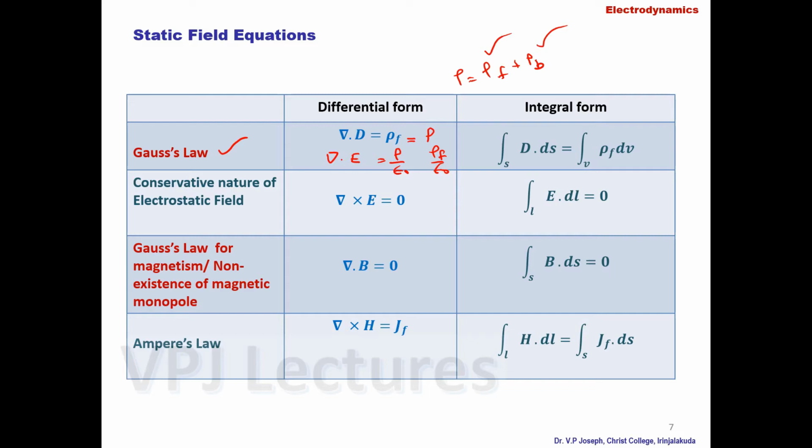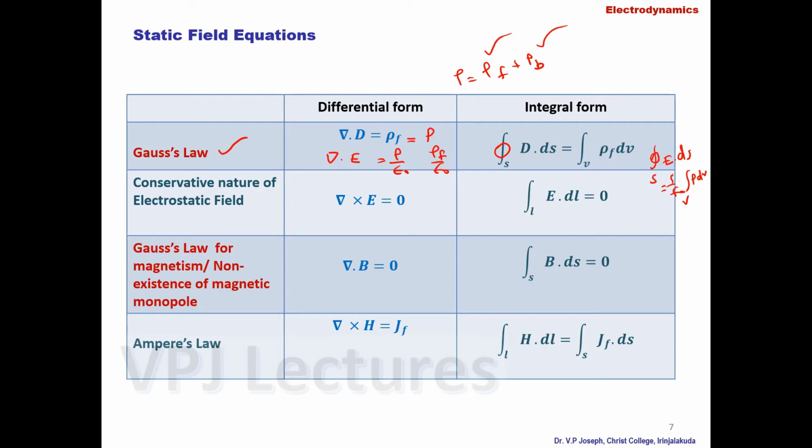Then the integral form of that equation is closed surface integral D dot dS is equal to volume integral rho F dV, or simply rho dV, or closed surface integral E dot dS is equal to 1 by epsilon 0 volume integral rho dV.